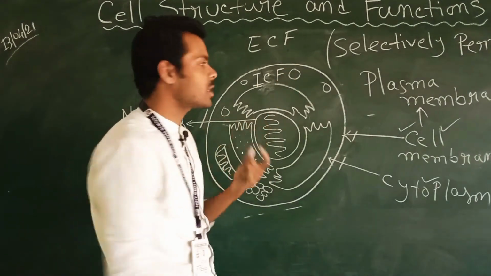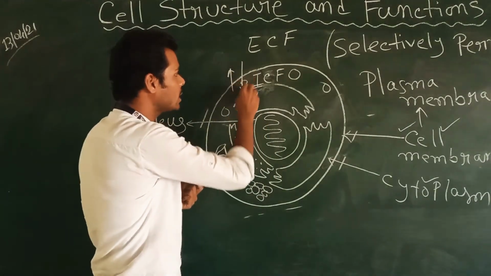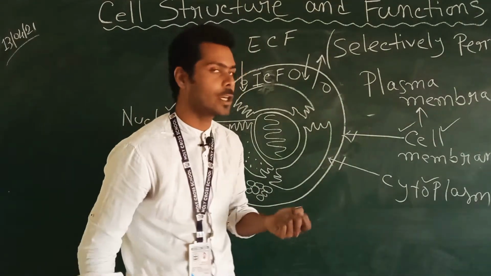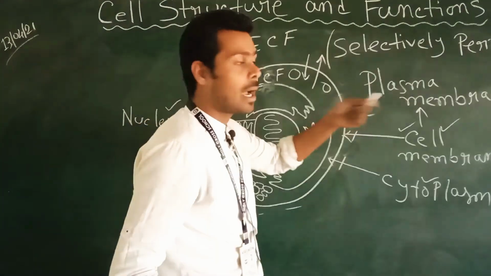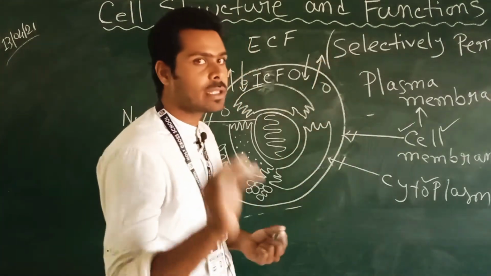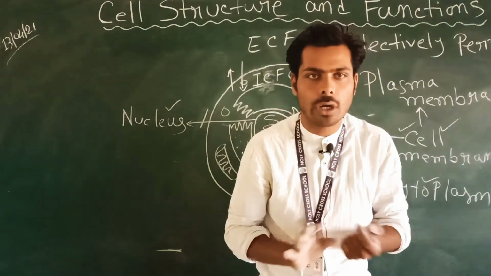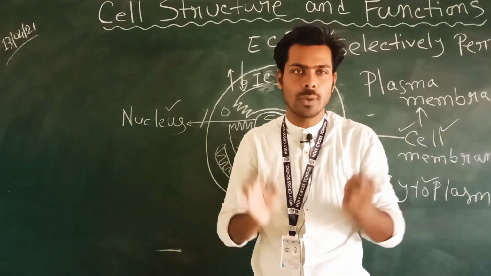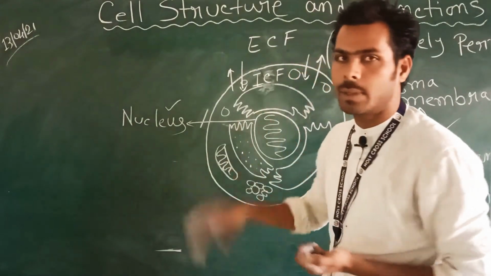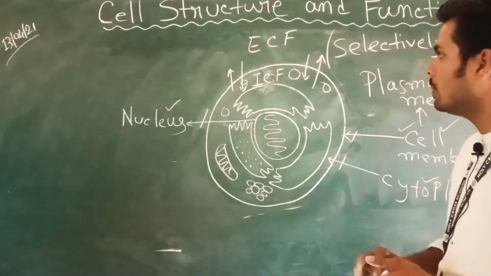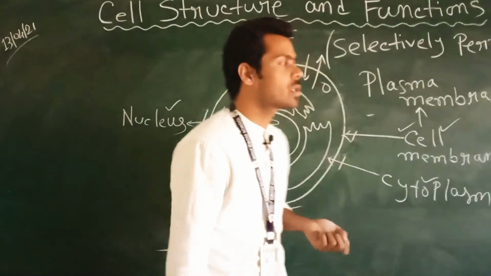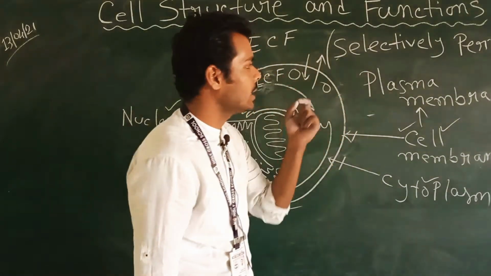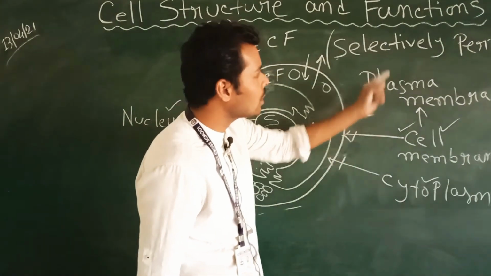There is an exchange of materials from inside to outside or outside to inside. This movement is controlled by the plasma membrane. How is it controlled? Selectively. It means all the biomolecules are not allowed to pass through the cell membrane. Only a few selected biomolecules are allowed to pass across it. This nature of the cell membrane or plasma membrane is called selective permeability. This is the feature of the cell membrane.